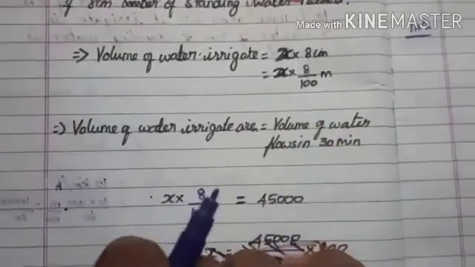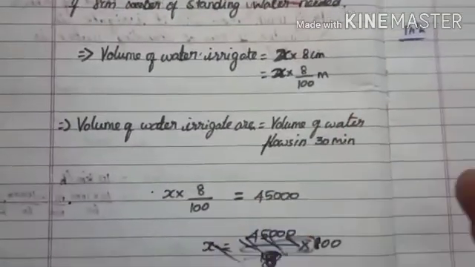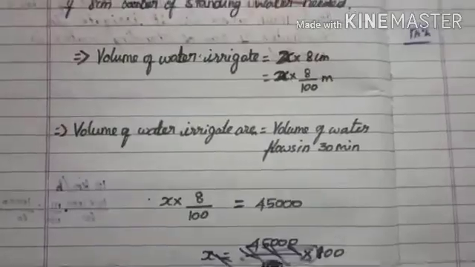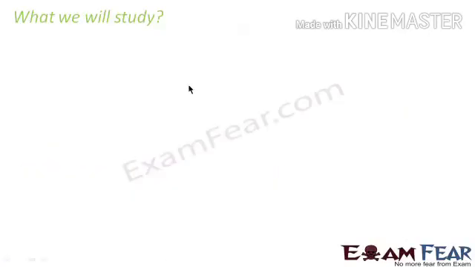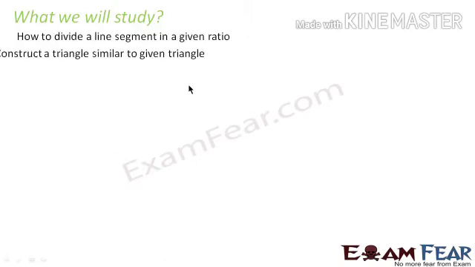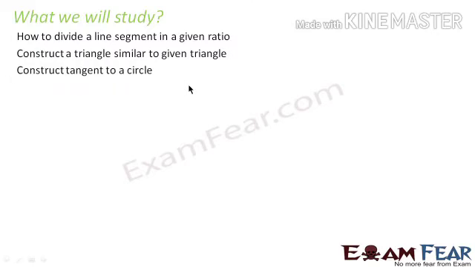Next we continue. I have to give some introduction about the topic constructions. Hello friends, in this video on constructions part 1 we will study how to divide a line segment in a given ratio, how to construct similar triangles, and how to construct a tangent to a circle. We'll study all these three things.